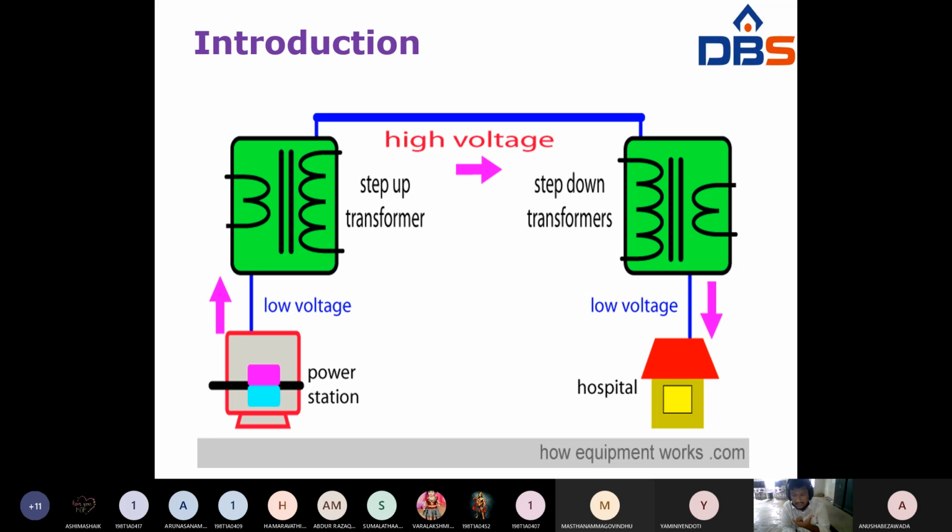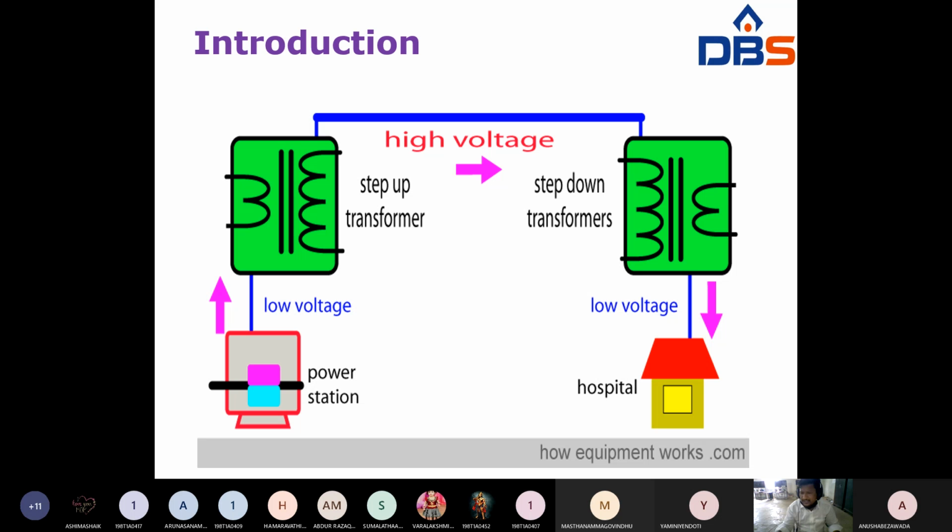The two circuits are not electrically connected, the two circuits are magnetically connected. Look at the transformer nearby your house. That is an 11 kV by 230 volts or 11 kV by 440 volts transformer. The transformer rating is 11 kV by 230 volts, and that connection is directly given to all the houses.